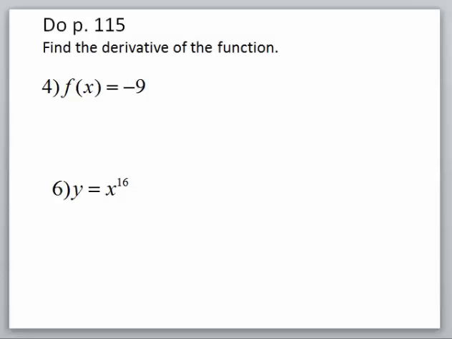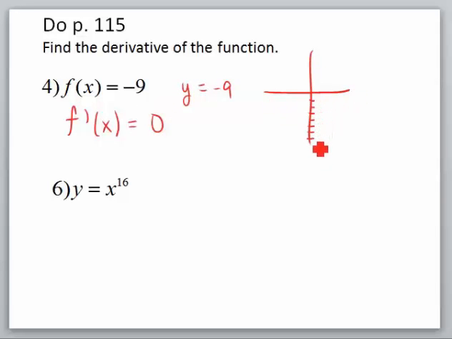This next part just says find the derivative. We're not going to use the definition of derivative to do this anymore. We're going to use the tricks. So what is the derivative of negative 9? We just talked about the derivative of a constant being equal to 0, because really what this is saying is y equals negative 9. The graph of y equals negative 9 is a horizontal line. And what's the slope of that horizontal line? Well, it's 0.